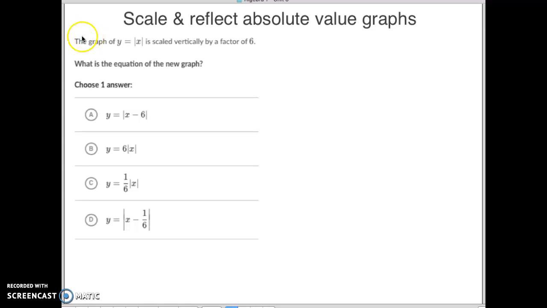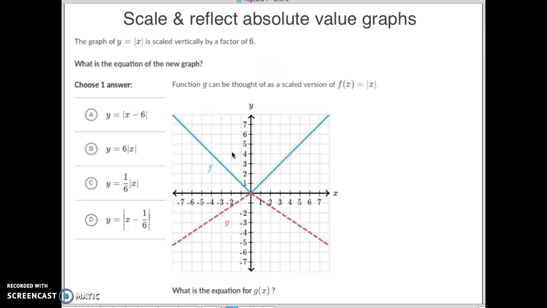So on this one, what they want you to do is the graph of y equals the absolute value of x is scaled vertically by a factor of 6. First of all, I think it's good to have a graph to look at, so I'm just going to pull up the next question real quick. Remember that y equals the absolute value of x is this blue graph right here, the one that's graphed in blue. This is where they're almost always going to start you.